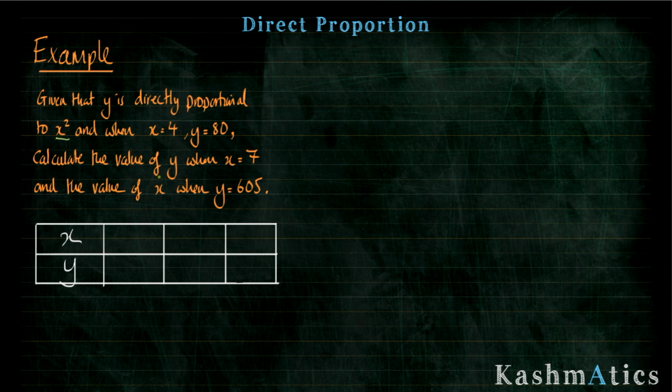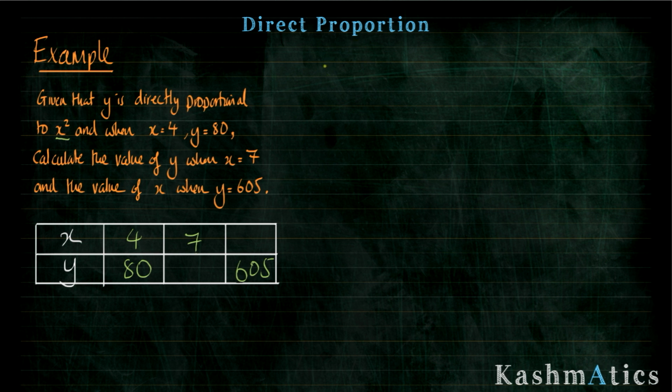And we want to work out what y is when x equals 7 and what x is when y equals 605. So just like before, let's just fill in the table first. So we know that when x equals 4, y equals 80. And we want to work out what y is when x equals 7. Okay, so we're going to try and work out this value. And we're going to try and work out what x is when y equals 605. So that's this value here.